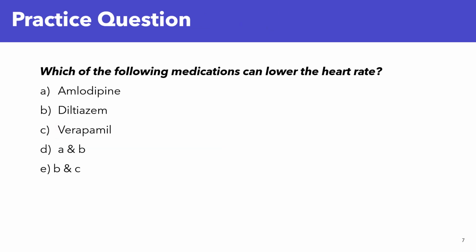Which of the following medications can lower the heart rate? A. Amlodipine. B. Diltiazem. C. Verapamil. D. A and B. E. B and C. Write your answer in the comments below. 2 seconds. That one should be easy, right? We just talked about that topic.